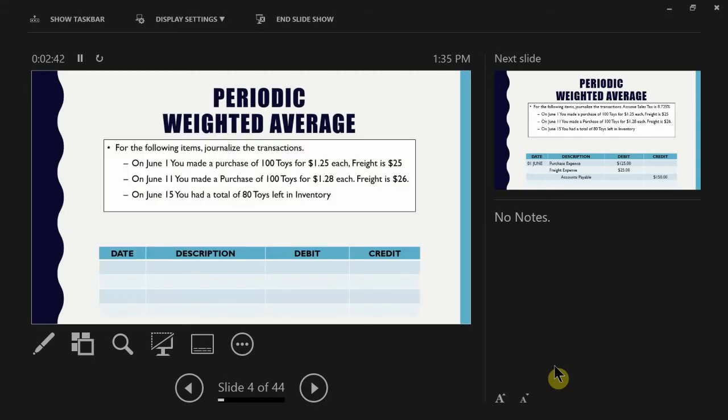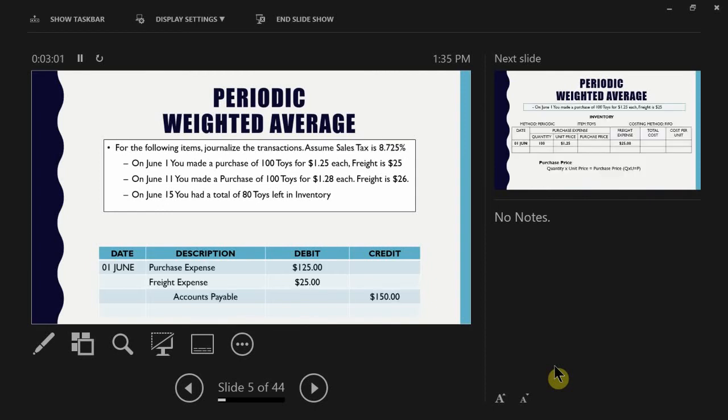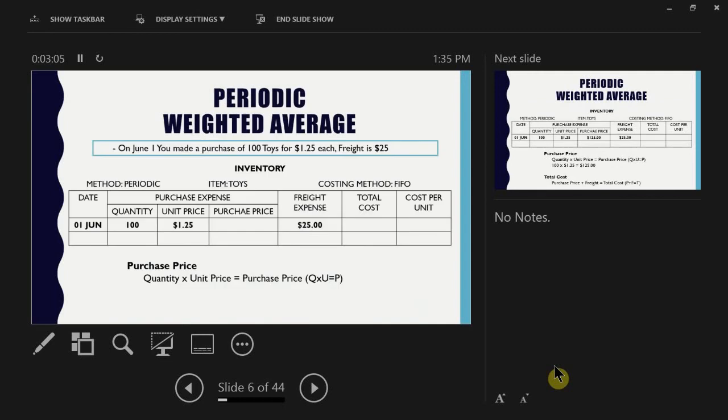So here we have an example where on June 1st we purchased 100 toys at $1.25 with a freight of $25, and then June 11th we purchased another 100 toys at $1.28, okay, with a freight of $26. So once again, we're going to journalize it as is, okay? And then here, we're going to plug it into our inventory worksheet.